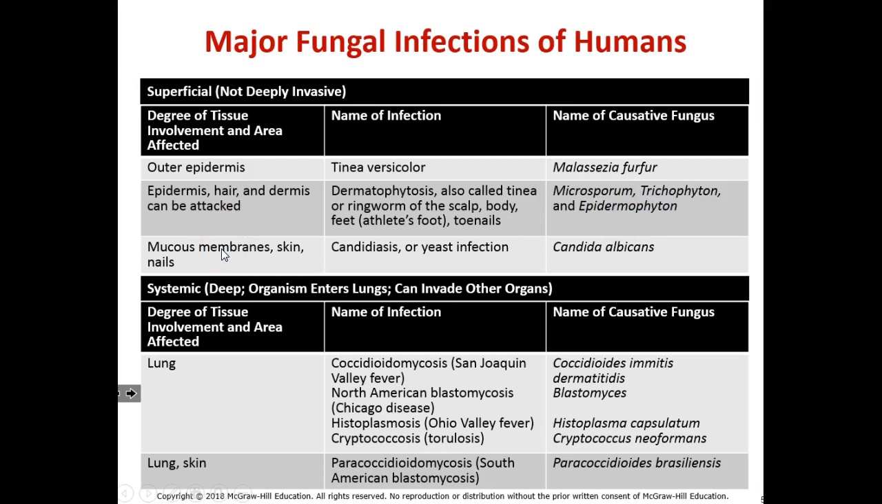Then we can have something that affects the mucous membranes, the skin, and the nails. It can cause a yeast infection. We know what a yeast infection is. And the causative fungus is Candida albicans. Then we can have infections that affect the lungs and the skin.